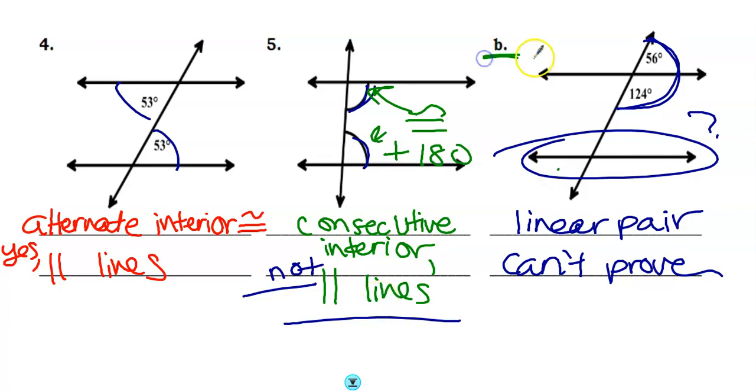Okay, and then for B, that is a linear pair. You can't prove parallel lines because, again, it has nothing to do with this parallel line. It only has to do with the top line in that relationship.